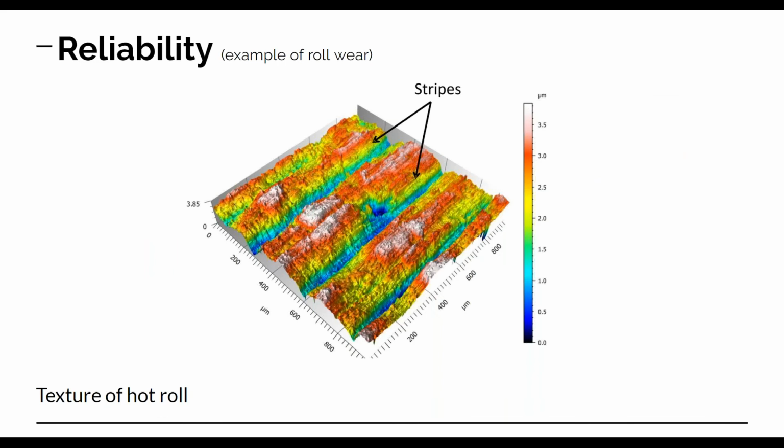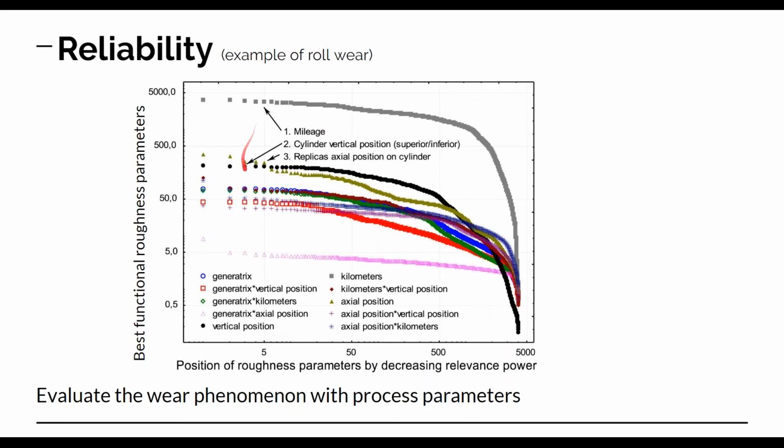So I take an example for the reliability. It's an example of roll wear. This is a texture of a hot roll, which had been replicated using the replication method I presented before. On the texture of the hot roll, you have stripes here. First of all, we can make an analysis to find the process parameter which was the most influencing. Using the analysis, we can find statistically what is the most influencing parameter.